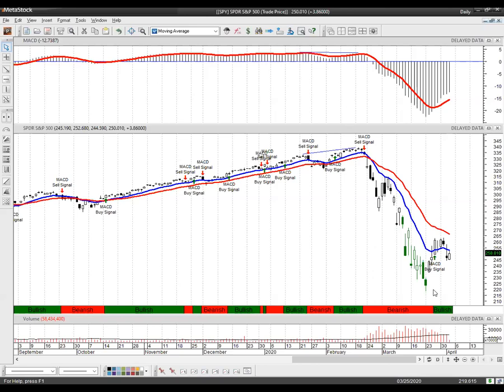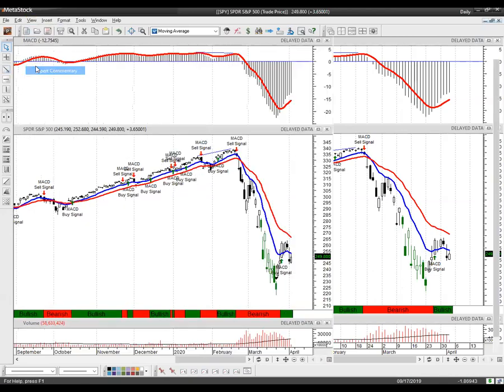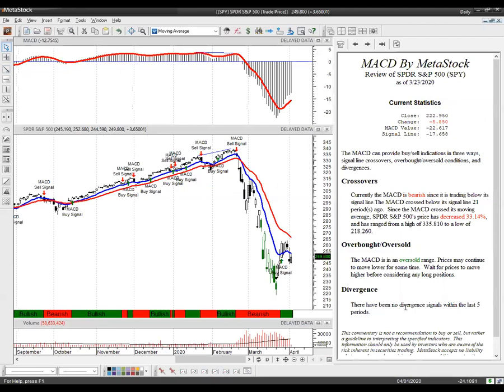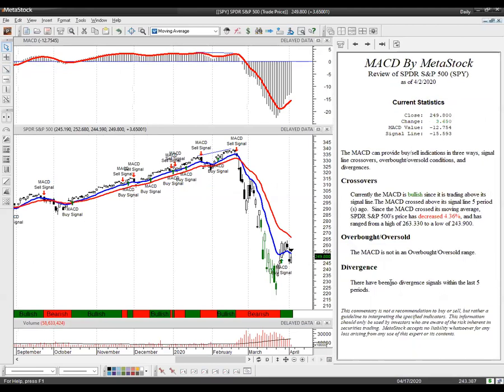So those are the 3 ways you can look at MACD. The expert advisor that we were looking at just a second ago, View Expert Commentary right here, breaks all of those down. So if I'm looking at the market right now, we are currently in a bullish phase for MACD.